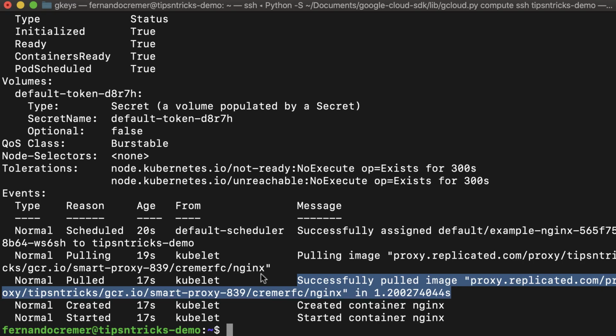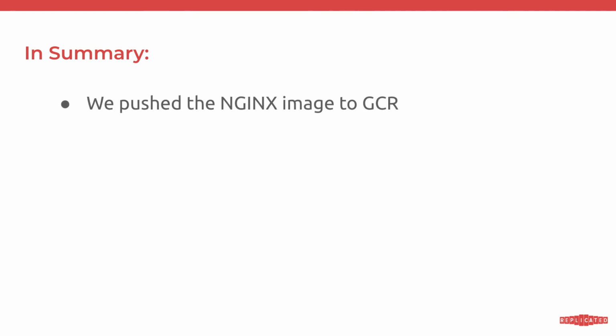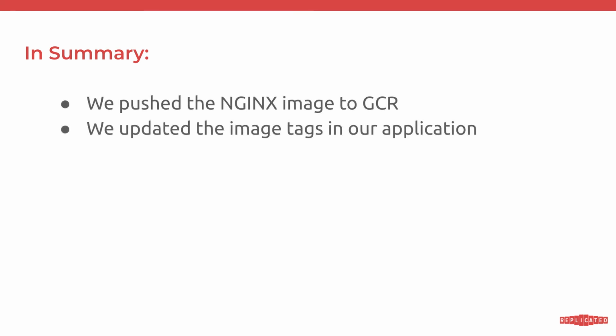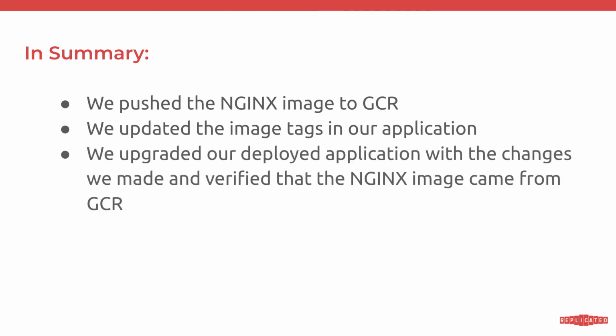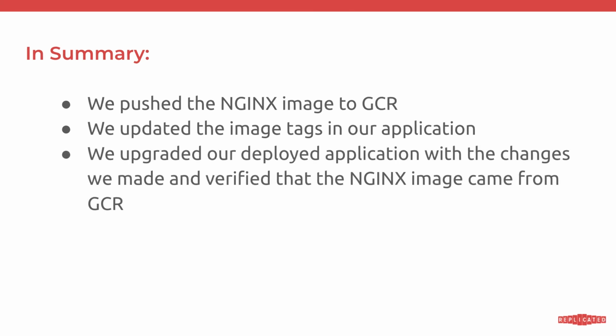So to summarize, in this video, we pushed the public Nginx container image to a repository in GCR. We updated our application YAML definitions to pull from GCR. And then we updated the application we had deployed. And we went to the command line and verified that, in fact, the pods were pulling the images from GCR.